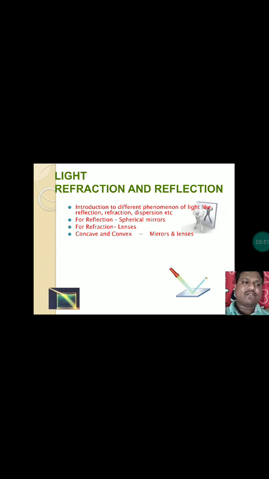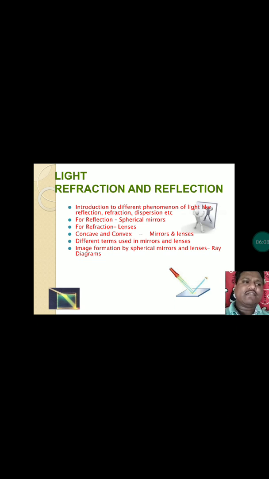Similarly, convex mirror and convex lens. So different terms are used in mirrors and lenses to study the path of light through these particular surfaces. Then, important from the exam point of view, is image formation by spherical mirrors.